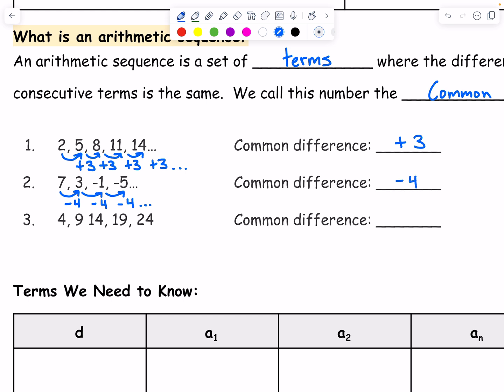And then let's look at another one. We go from 4 to 9 to 14 to 19 to 24. The numbers are getting bigger. To go from 4 to 9, I would need to add 5. And to go from 9 to 14, I can also add 5. Then if I add 5 to 14, I get 19. And to add 5 to 19, I would get 24. So our common difference for the third one is to add 5.